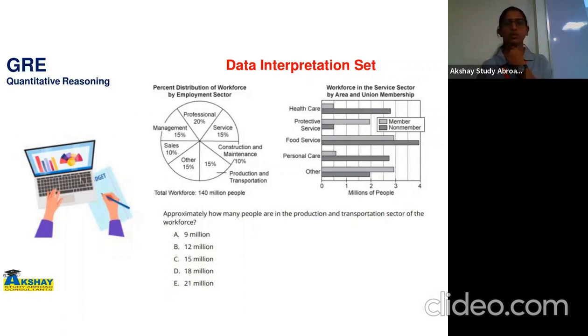Okay, so every time at the time of solving data interpretation questions, you have to make sure that you are reading data first, you are scanning and analyzing the data first, and then you are reading the questions. Don't go for the question first and then reading of data. That is the totally wrong method for data interpretation questions.